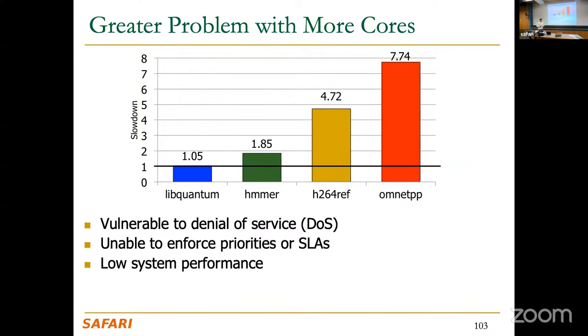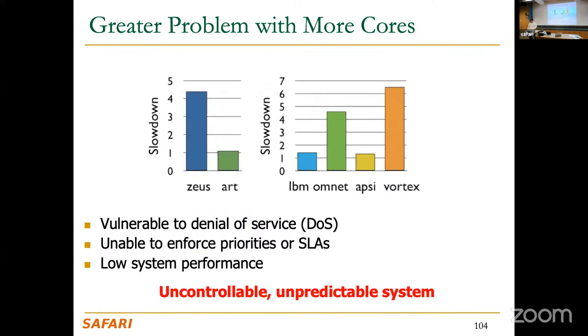Now, this system is vulnerable to denial of service. It cannot enforce priorities or system-level agreements, and also has low overall system performance. While one core executes as fast as possible, the other cores are not doing anything meaningful. So we're losing on system throughput. And it's an uncontrollable, unpredictable system. And yeah, you can see more combinations of workloads here.